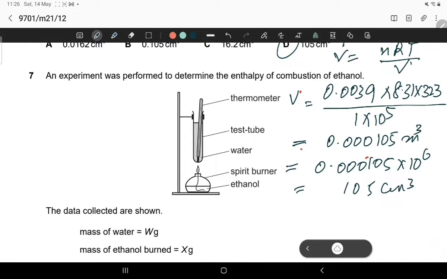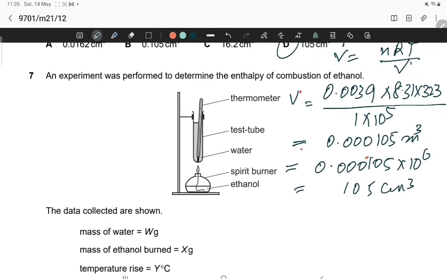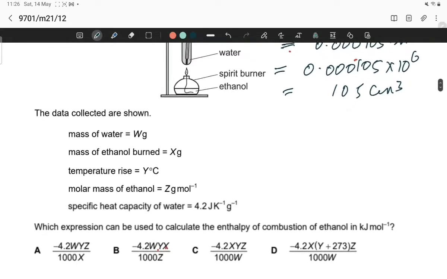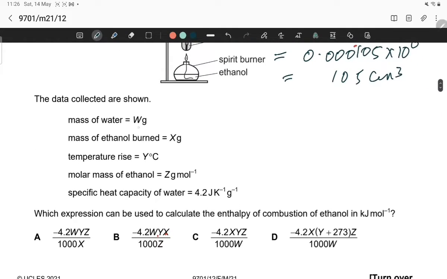So we will solve over here. An experiment was performed to determine the enthalpy of combustion of ethanol. The data collected are shown. Mass is W gram, mass of ethanol burned is X gram, temperature rise Y, molar mass Z, 4.2 specific heat capacity. Which expression can be used to calculate the enthalpy of combustion of ethanol in kilojoule mole inverse 1?